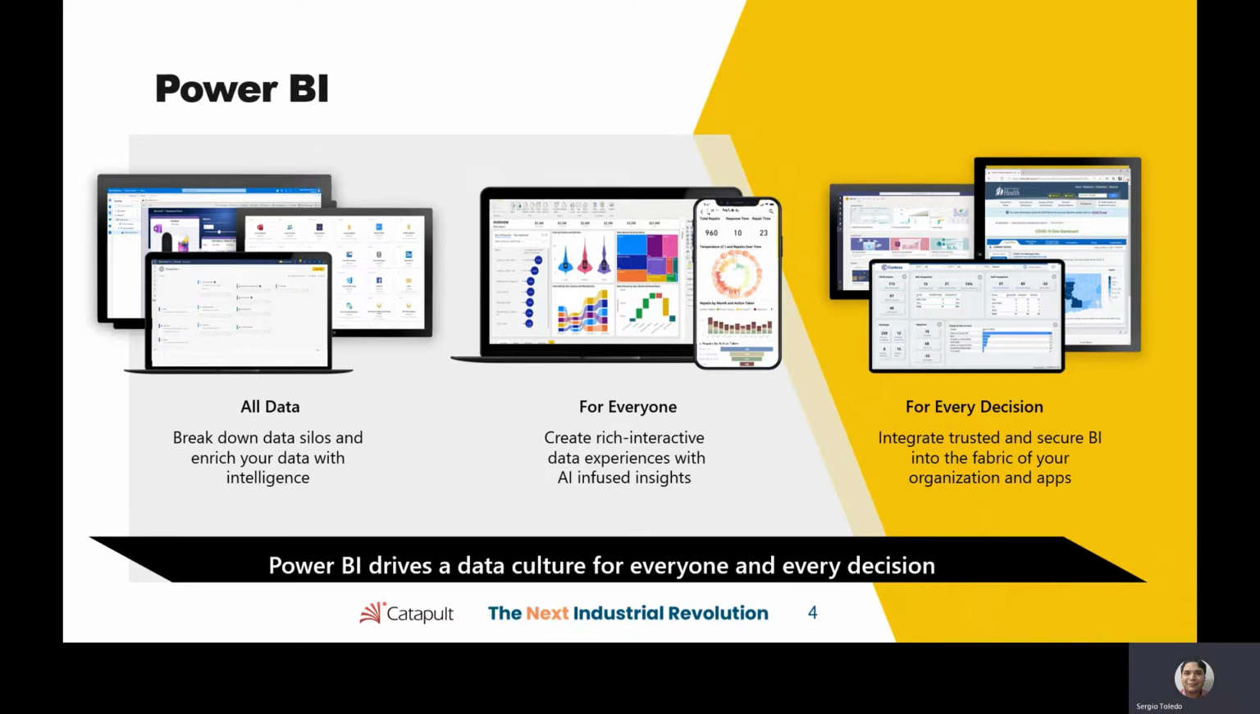The deliverables can be viewed on a variety of platforms. There are different ways to share the results, bringing the visuals to every person in your organization. So Power BI helps drive a data culture for everyone and every decision.